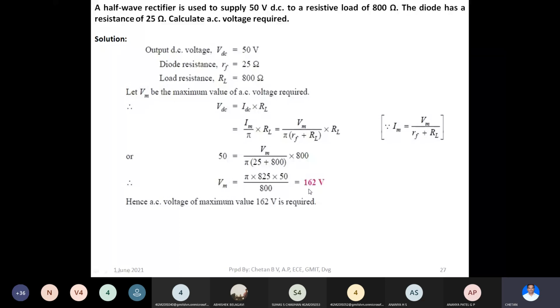as 162 volt. So this is the voltage required at the input of the rectifier to perform a rectification where you get the DC voltage as 50 volt. If you perform rectification for 162 volt AC using a half wave rectifier, you will get the output as 50 volt DC for a resistive load of 800 ohm. This is all about this problem number 3.